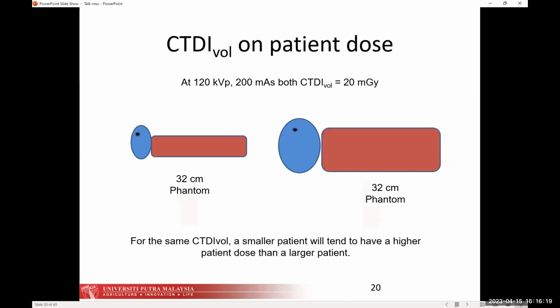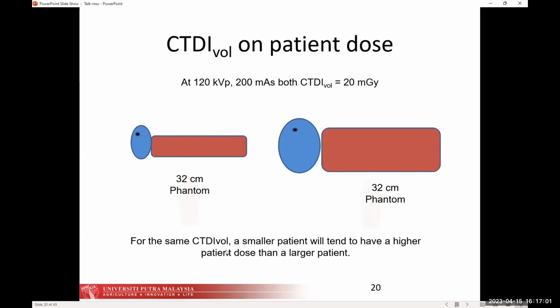Therefore, this initiative can be applied to compare protocols and make necessary adjustments based on the patient size. This, I think, is the famous scenario shown in most of the slides by the AAPM and also IAEA generally. This scenario involves two types of patients. We have smaller patients, and then we have bigger, larger patients. For both patients, we give standard acquisition parameters, 120 kilovolt at 200 milliampere seconds. So what we get is both patients receive a CTDI vol of 20 milligray.